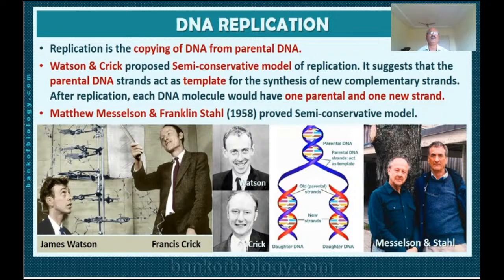So Watson and Crick proposed a semi-conservative model of replication. It suggests that the parental DNA strands act as template. Actually, DNA possesses two strands. So those two strands act as a template. Opposite to each strand, a new strand will be formed so that the DNA molecule would have one parental and one new strand. So Meselson and Stahl in the year 1958 proved the semi-conservative model.